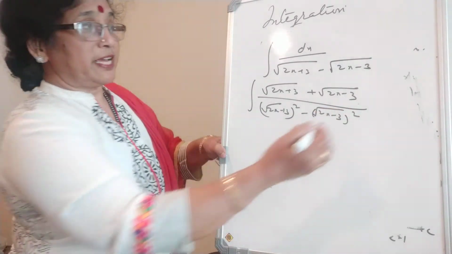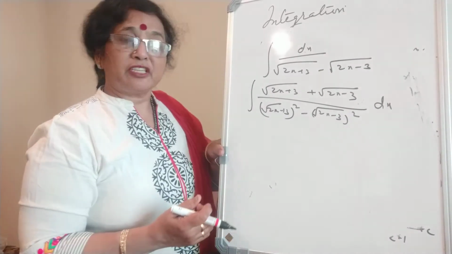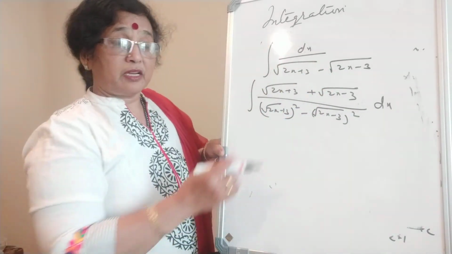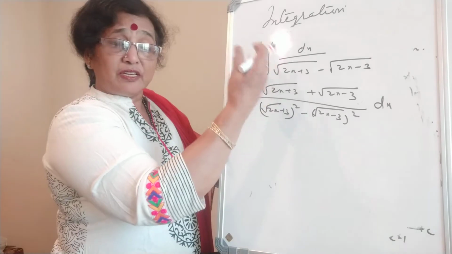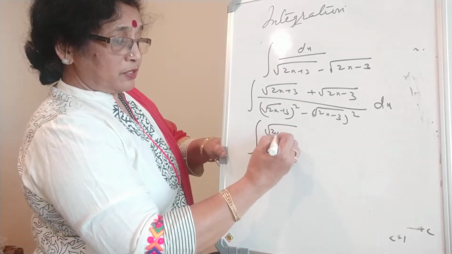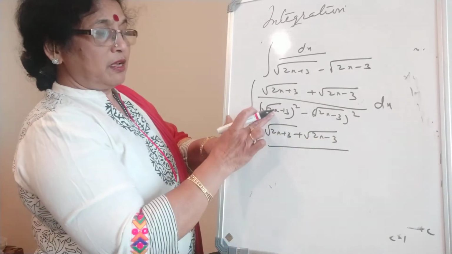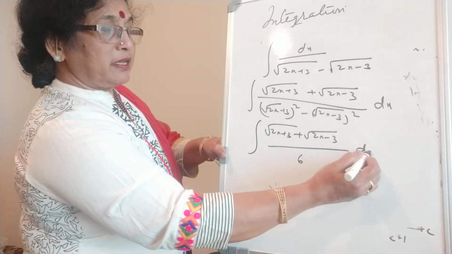So therefore dx, do not forget dx, because integration is the reverse process of differentiation. If you don't write dx, you get marks cut. If it's a function of t, you write dt. You know that if it's a function of theta, you write d theta. So here you have root of 2x plus 3 plus root of 2x minus 3, and here 2x plus 3 minus of 2x minus 3 becomes 6 and dx.